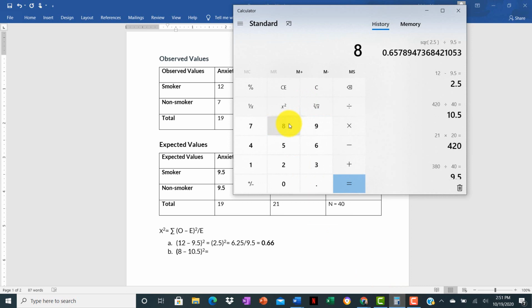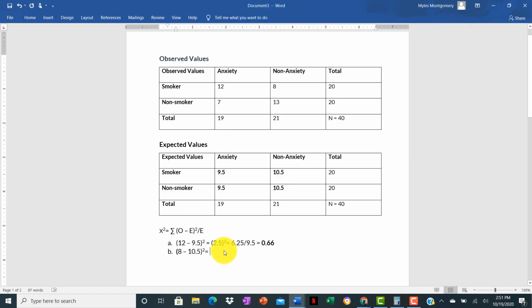We already know it's going to be negative. 8 minus 10.5 is going to give us, surprise, negative 2.5. So again, because we're doing the same to each one, everything we're squaring up here, we're going to square in the next one down. It all gets squared, doesn't it?